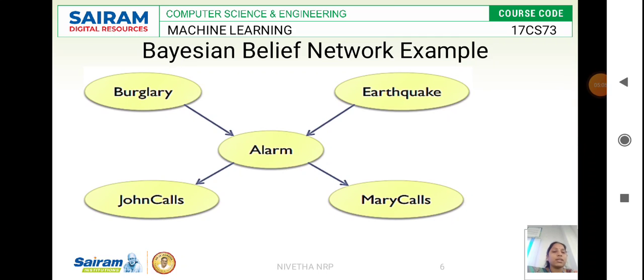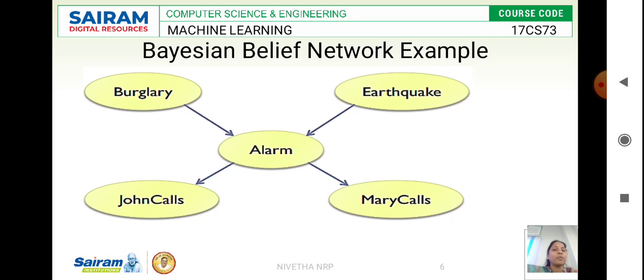So we have constructed a network here. Alarm is the application for which we are going to construct a model. What are the two scenarios related to the alarm? One is burglary. Whenever a burglary happens, the alarm has to ring. That is the first scenario.